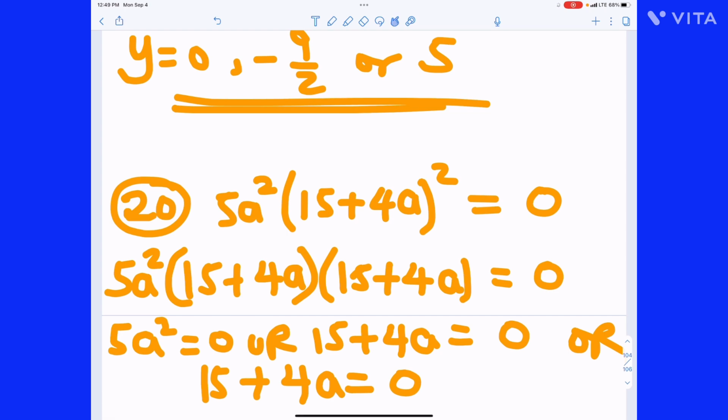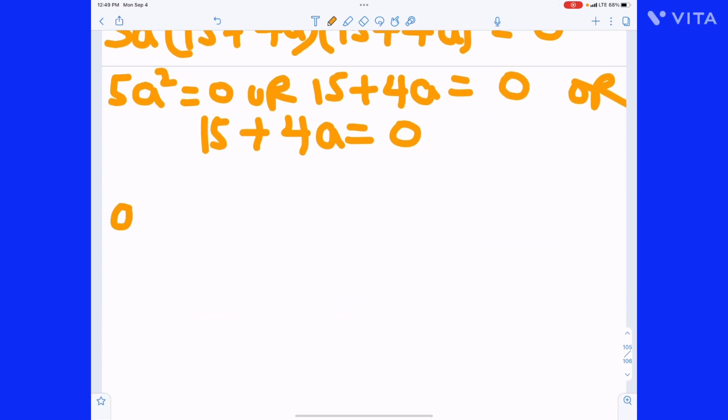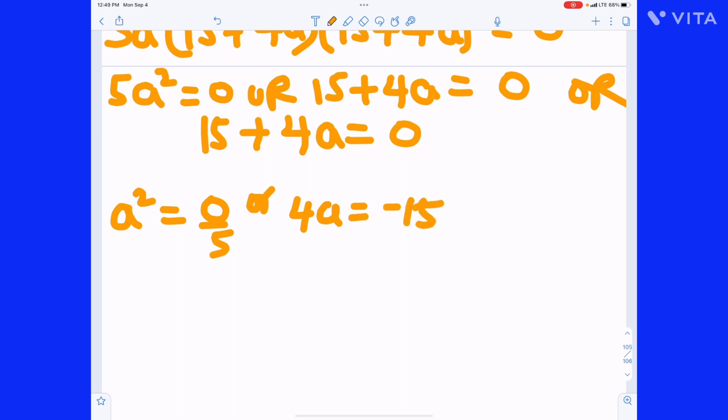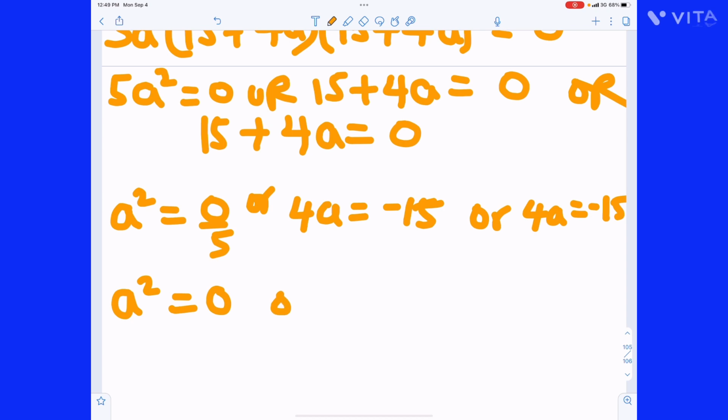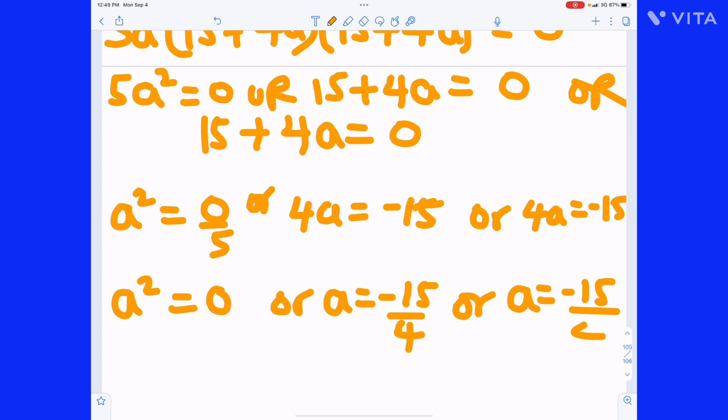Are you following? Yes. So from the left hand side, a squared is 0 over 5. Then from here, 4a is minus 15. Are you getting it? Yes. Then a squared is 0, or a is what? Minus 15 over 4. Divide both sides by 4 and it gives you minus 15 over 4.